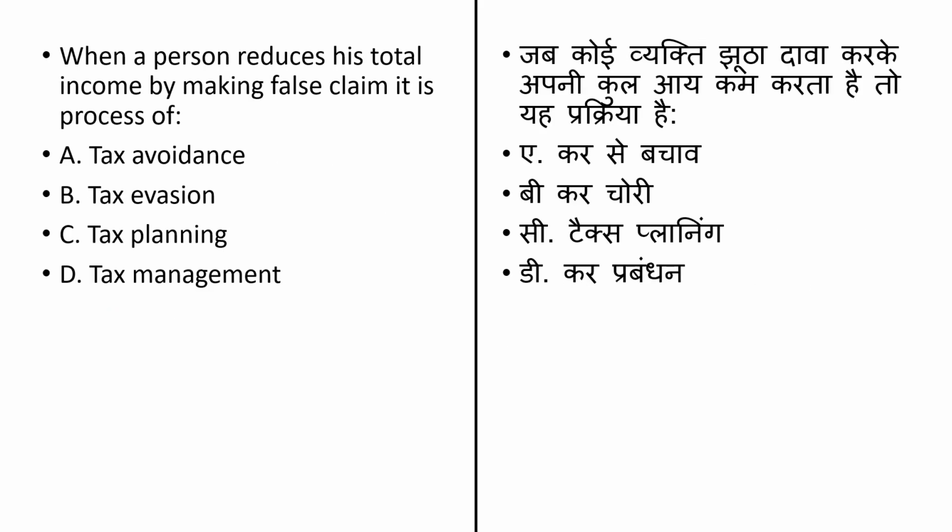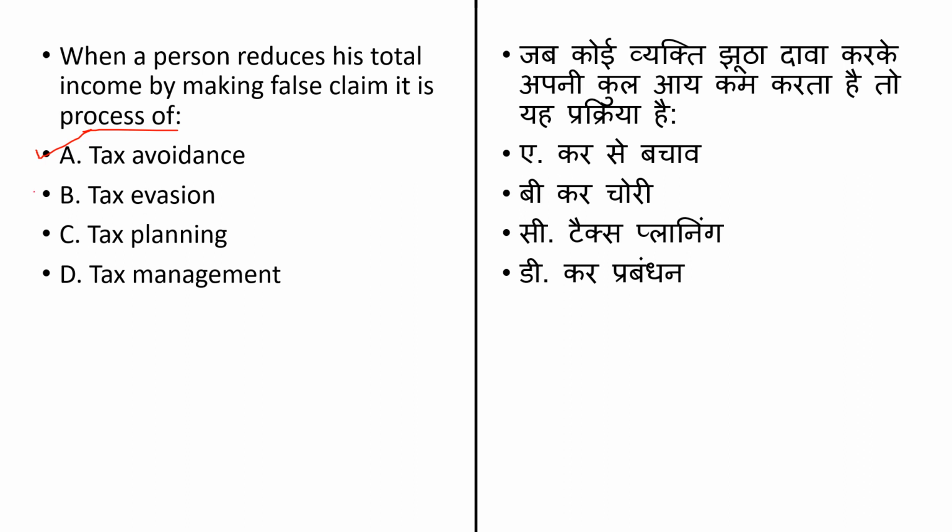When a person reduces the total income by making a false claim, it is a process of what? Here they are asking, if a person or an assessee is reducing his total income by making a false claim, it is a process of what? The options given are, first, tax avoidance. Tax avoidance means taking undue advantage of drafting mistakes for reducing the tax liability and thus avoiding the payment of tax which is lawfully payable.